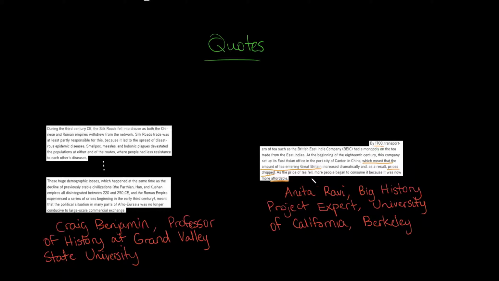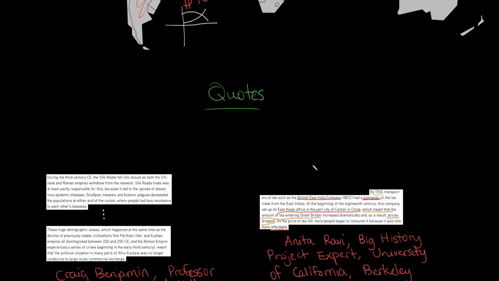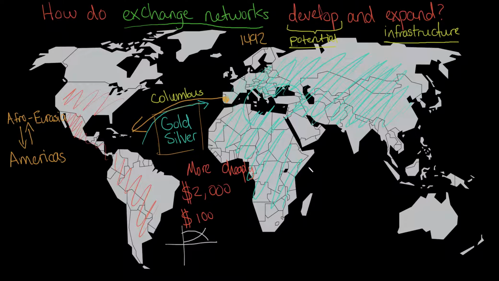And that is the key, this final sentence. As the price of tea fell, more people began to consume it because it was now more affordable. And why did the price of tea fall? Because of this monopoly up here that the British East India Company had on tea, and because they set up this infrastructure in East Asia. This is why the price of tea fell, and this is why it became more affordable. And what happens when something becomes more affordable? More people buy it.